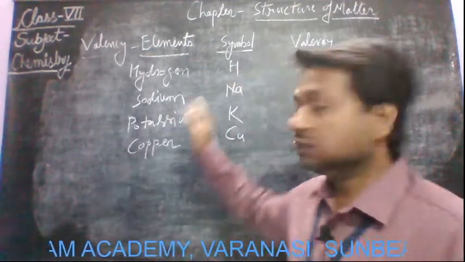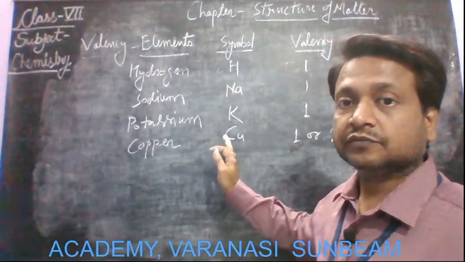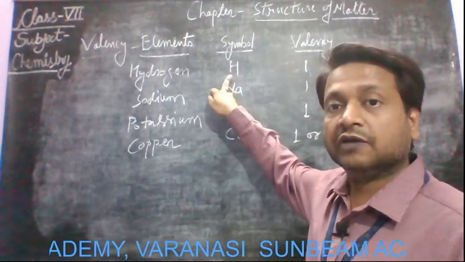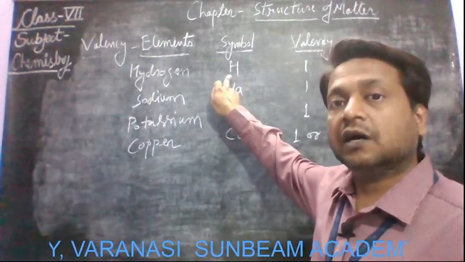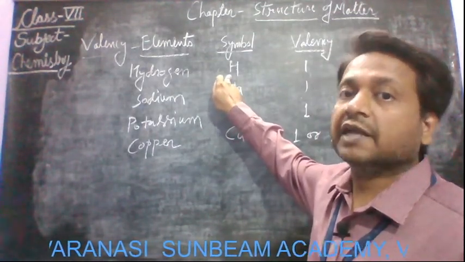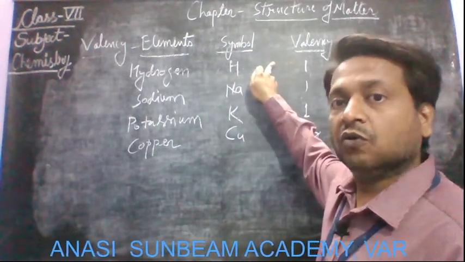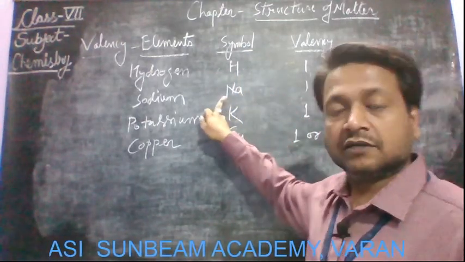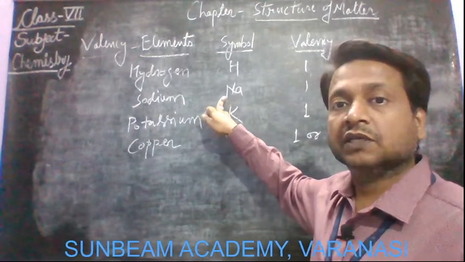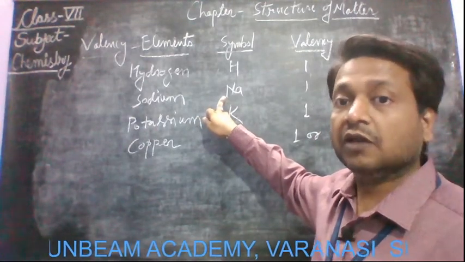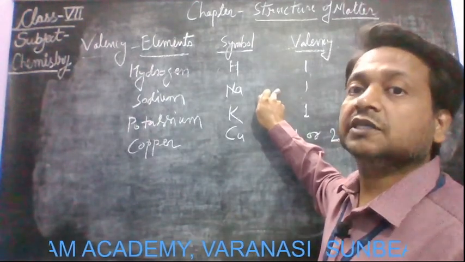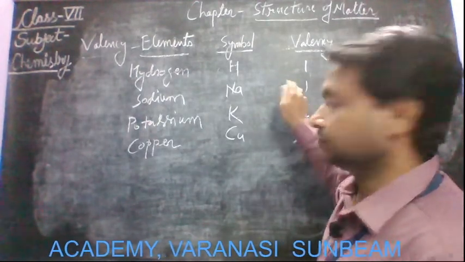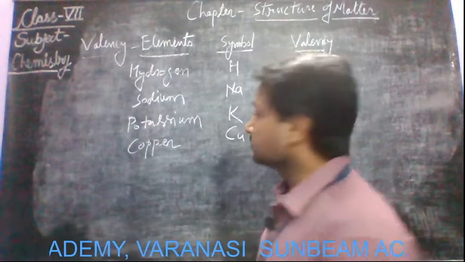So these examples indicate that one atom of hydrogen can combine with one other element at a time because its valency is 1 only. Just like that, one atom of sodium can combine or join with one other element only at a time because its valency is 1. Now some more examples.